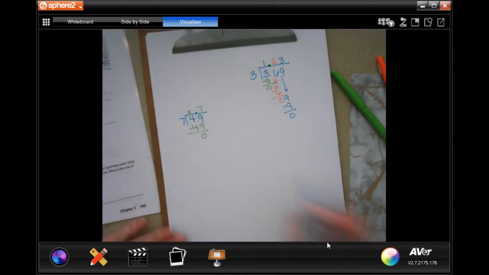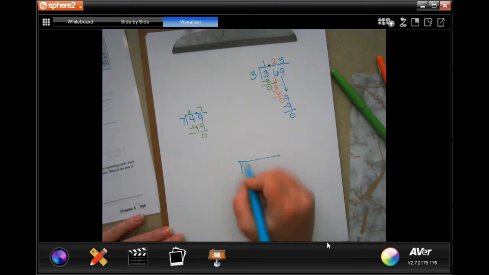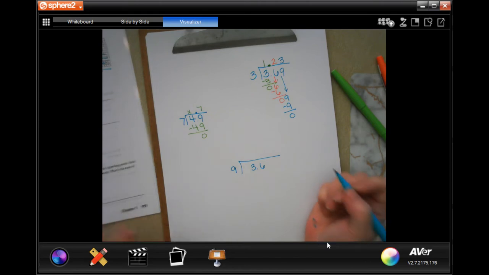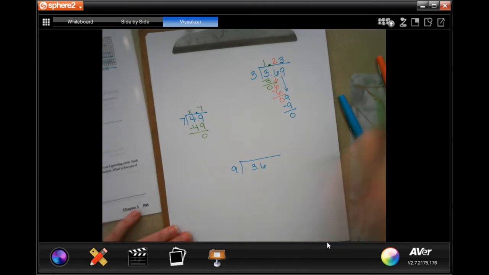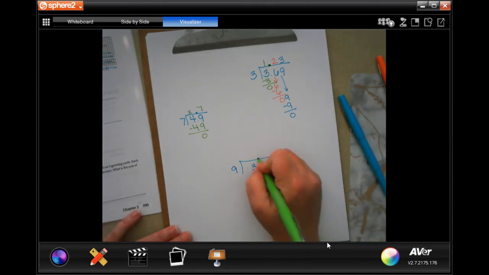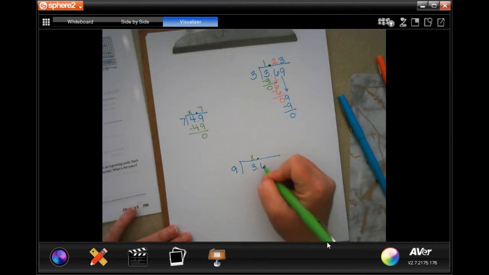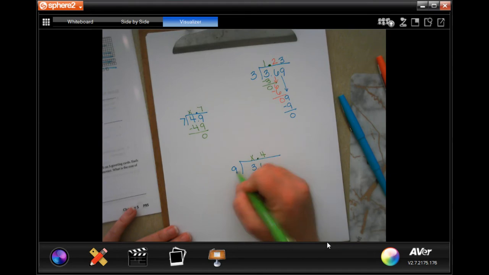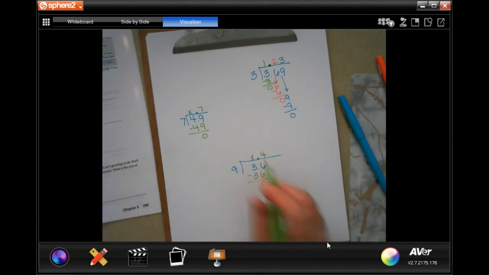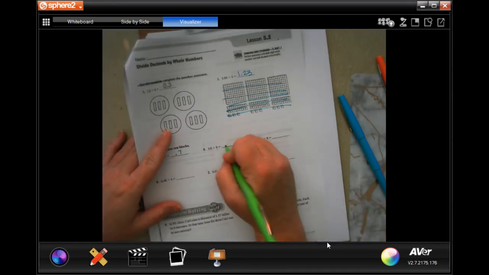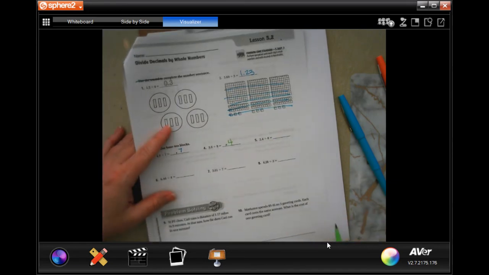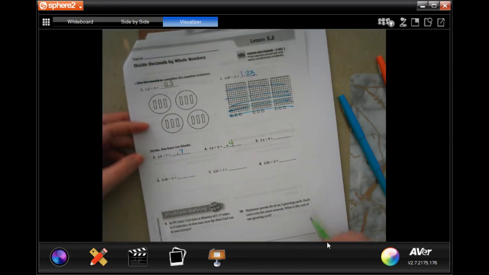I'm going to go right here and do number 4. So, 3.6 divided by 9. 9's not going to go into 3. Oh, I didn't move my decimal. 9's not going to go into 3. Placeholder. 9 will go into 6 4 times, 4 times 9 is 36. 0 left over. So number 4, 0.4. You guys do 5 through 8. You totally can. I believe in you.